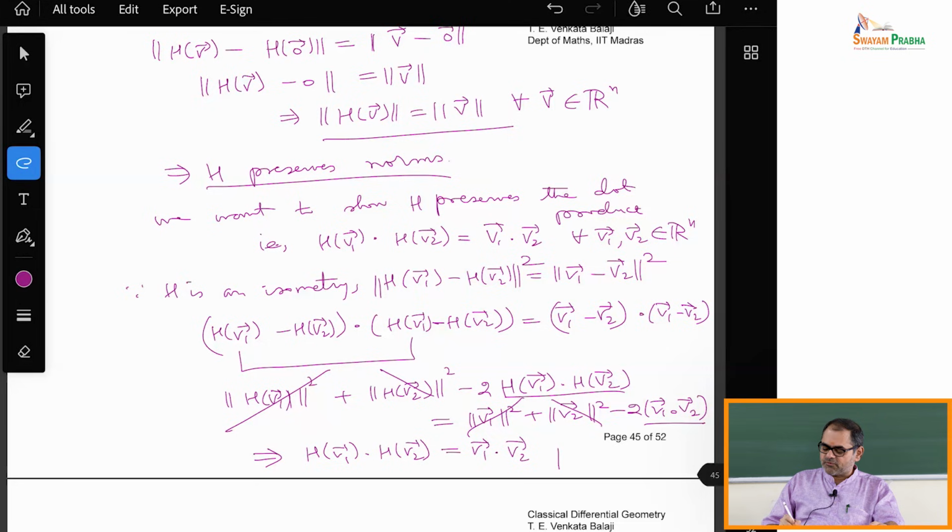Okay. So that is a proof of the theorem. So for an isometry, taking 0 to 0 is the same as it preserving dot product. Which means you start with a map which preserves the dot product. It has to be an isometry and it has to take 0 to 0. And in both of these situations, which are equivalent, the map will necessarily be linear.